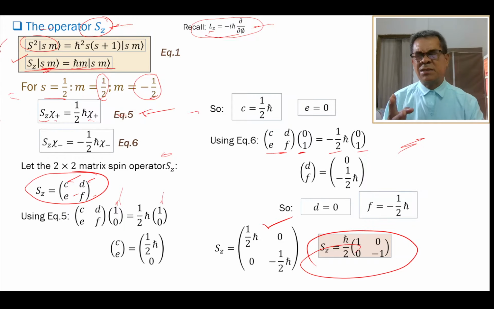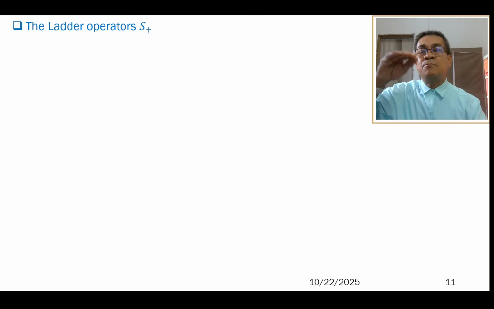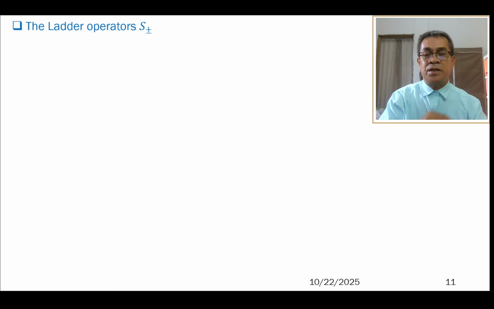Then the question is, what are now S_x and S_y? How can we obtain that? Take note, this is only for Z. This is only for Z. Okay, but in order to solve for that, we have to use the ladder operator first. So, what is now the ladder operators? Before going to solving for S_x and S_y, what is the ladder operator equivalent?